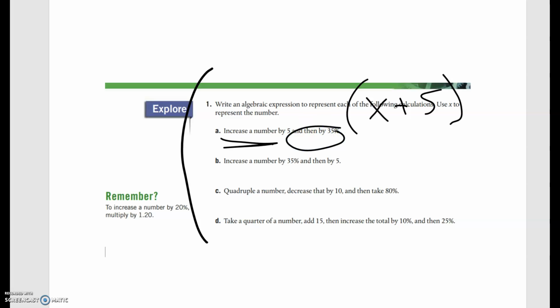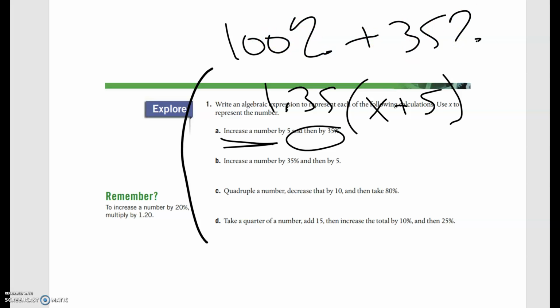And remember, it's harder to write a formula if you do the 35% of your total and then try to add it back in. So it's a lot easier to say that that's 135% because you keep the 100% and then you add back in that 35%. And we've done that a lot this semester. So then it would be 135% of that total.